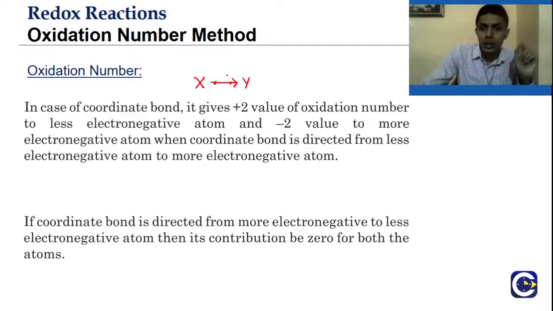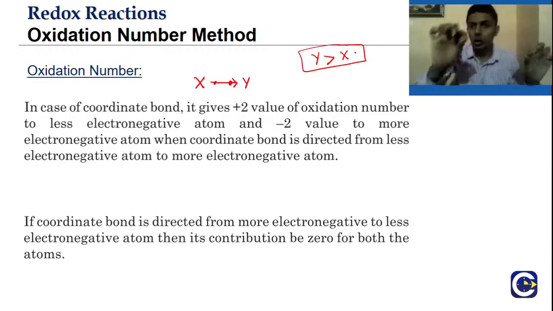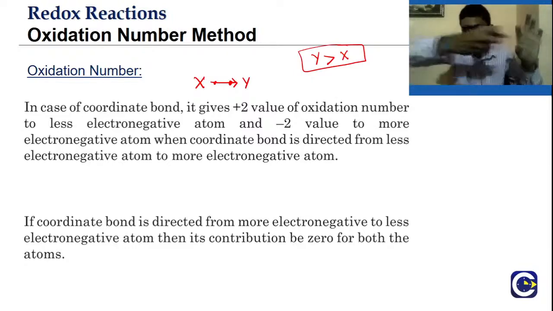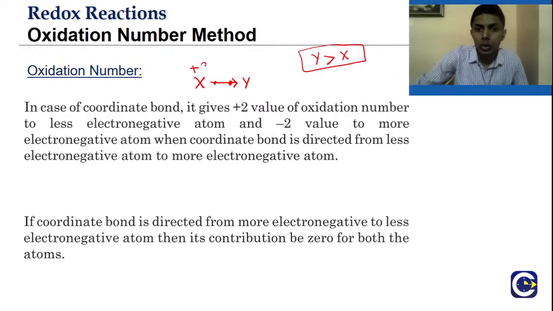Correct. So initially, both these electrons belong to X, let's say, and let's say Y is more electronegative than X. If that is the condition, what will happen? As soon as X gives both of its electrons for bonding, Y is more electronegative, so it will try to take both the electrons. So that will lead to +2 on this X and -2 on this Y. Okay, that's what they are saying.